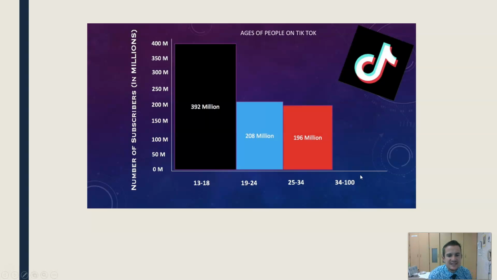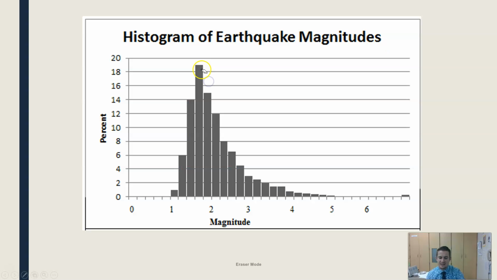So just some other examples of histograms. Here's a histogram of ages of people on TikTok. Here are the ages, the categories on the bottom, and on the left I have their frequency, or how many people fall into those categories. So there's 392 million 13 to 18 year olds on TikTok, 208 million 19 to 24 year olds, 196 million 25 to 34 year olds, and apparently there's no one over the age of 34 on TikTok. This might be a little bit older of a graph, I don't know, but that shows you that mostly teenagers are on TikTok, right?